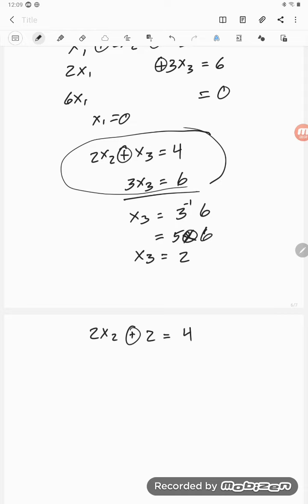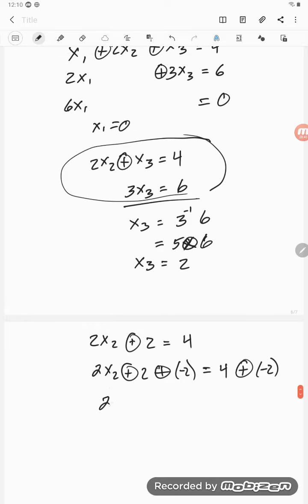Well, I do the additive inverse of 2 to both sides. So 2x2 plus 2 plus the additive inverse of 2. And so 4, whoops, 4. I don't do a lot of modular arithmetic. 4 plus negative 2, or the additive inverse of 2. Now, the additive inverse of 2 again was 5.